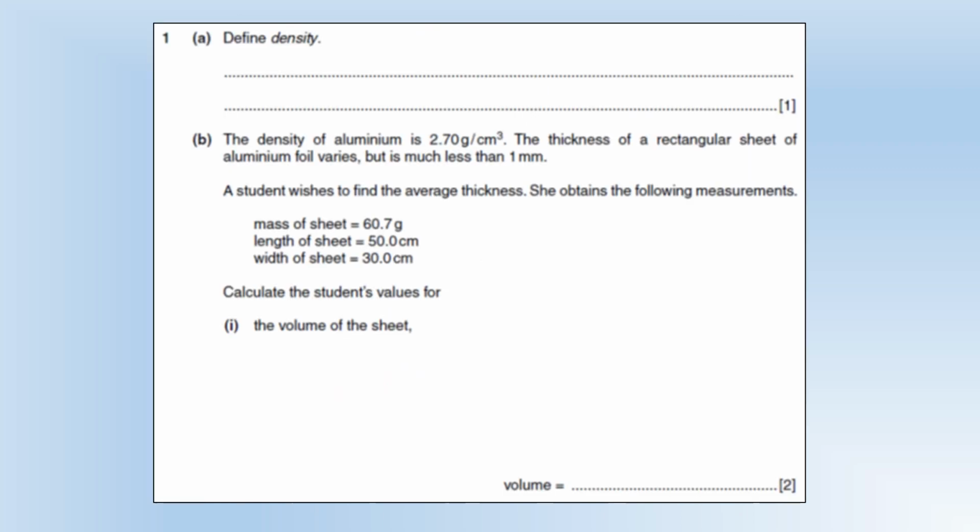Okay, moving on to part B of the general physics test. Define density. Density is the mass per unit volume, or mass divided by volume, anything that conveys that. The density of aluminium is 2.7 grams per centimetre cubed. The thickness of a rectangular sheet of aluminium foil varies, but is much less than 1 millimetre. A student wishes to find the average thickness, and she obtains the following measurements.